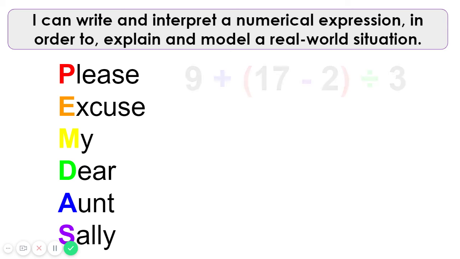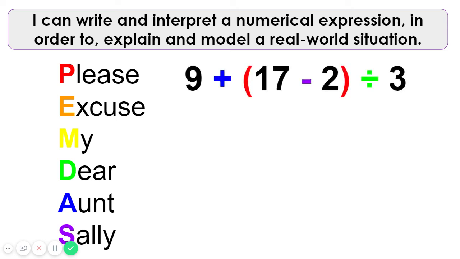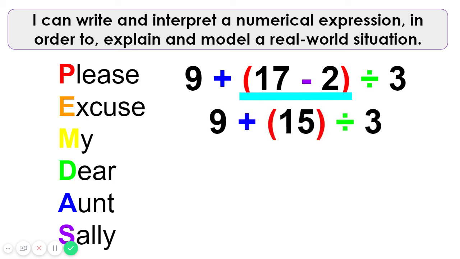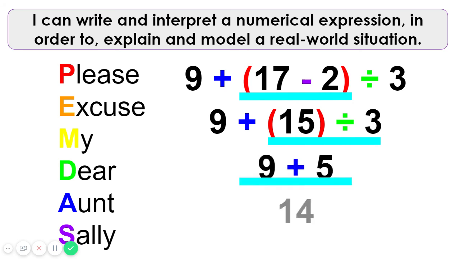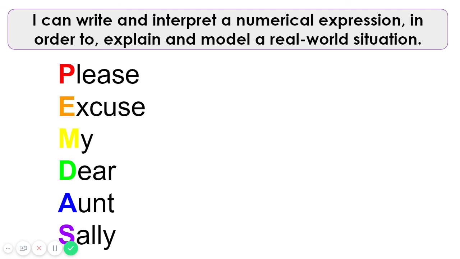Let's do another one. 9 plus (17 minus 2) divided by 3. 17 minus 2 is inside the parentheses, so I have to do that one first. And 17 minus 2 is 15, so now my problem reads 9 plus 15 divided by 3. Following the order of operations, I have to do division next. So that's 15 divided by 3, which is 5. So now I have 9 plus 5, and that's going to give me 14.